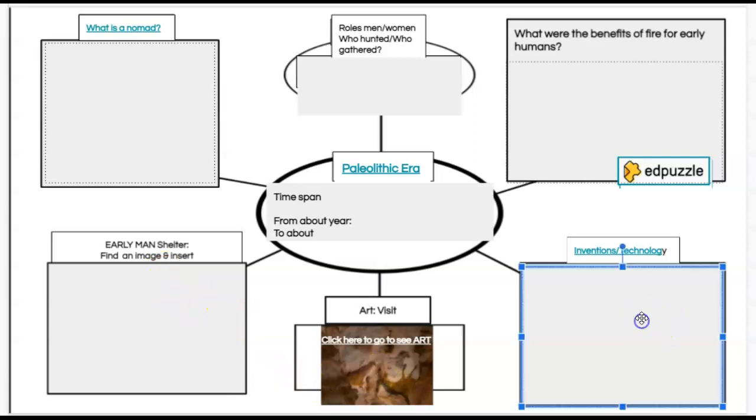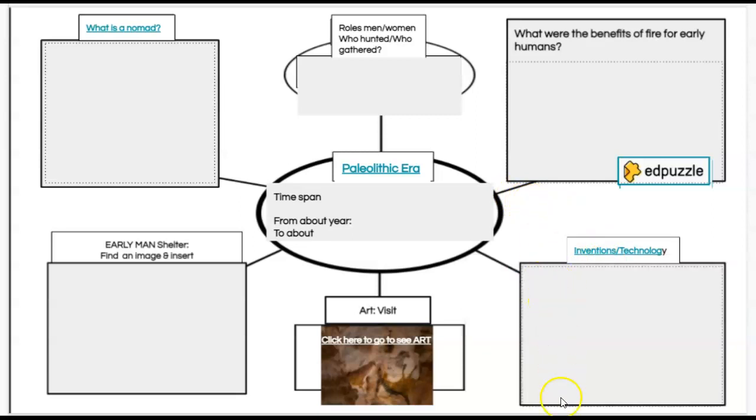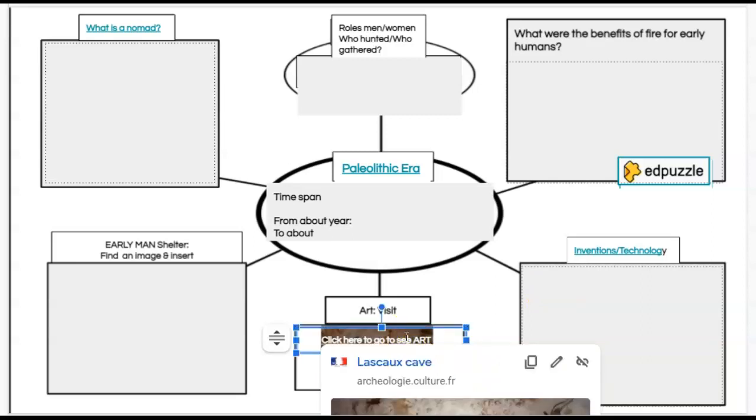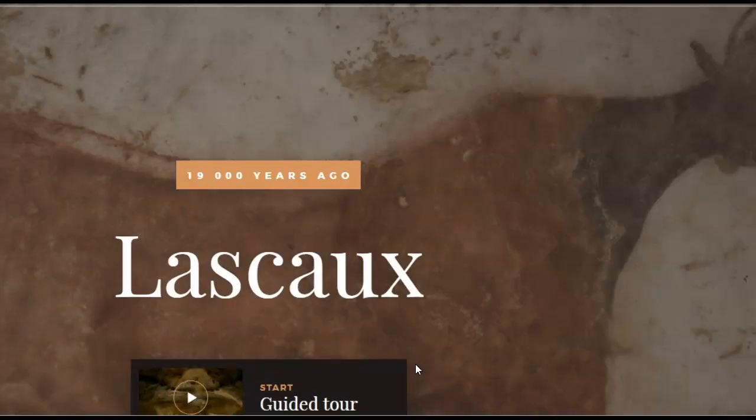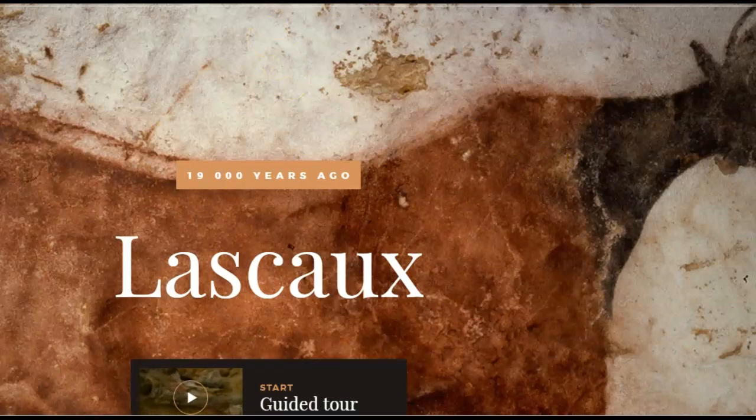And not finally, but penultimately, which means next to finally, here is the inventions and technology page. It's fascinating reading the top 10 inventions in ancient history, and you can list them in this text box just by bullets. And then finally, to look at ancient man, ancient human, it probably mostly would have been men though, art, you can visit this site called Lascaux. You can see that there's a guided tour and just visit.